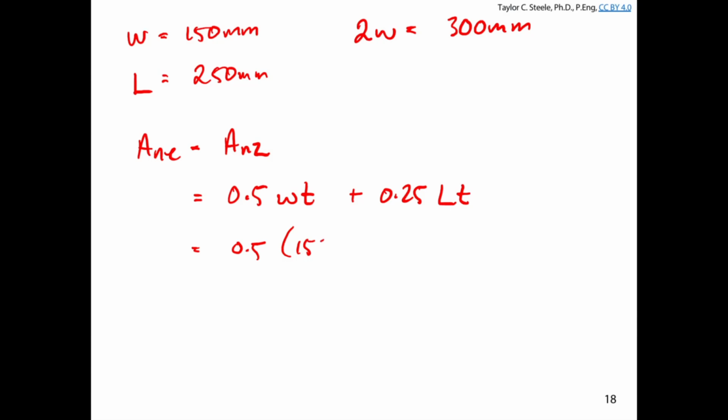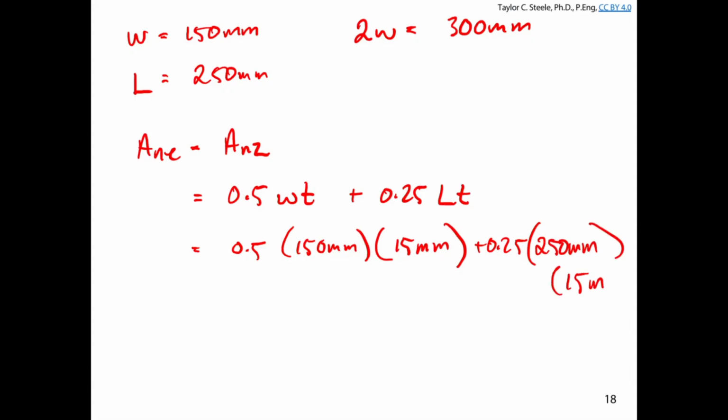W is 150 millimeters. That's the width of the plate. T is the thickness, which is 15 millimeters. And then we've got plus 0.25 times L, which was 250, and also times T, which is not the thickness of anything other than the plate. So these calculations, if it hasn't been clear yet, have nothing to do with the size of the weld. They only have to do with the length of the weld. Size of the weld does not come into play for any of these calculations.